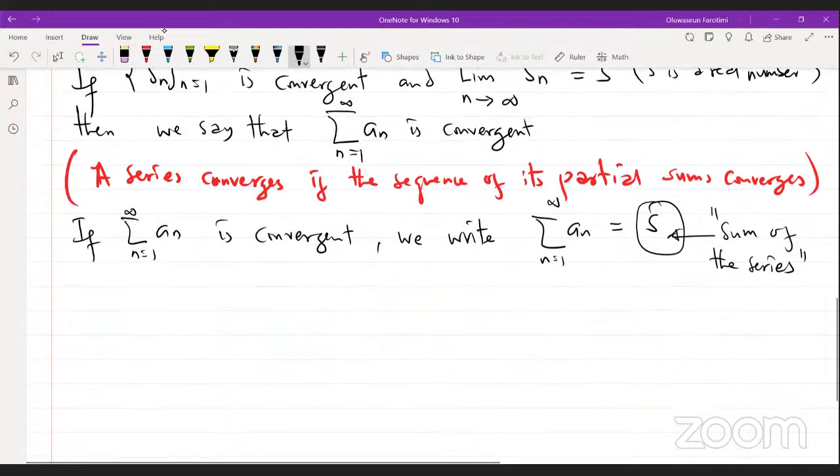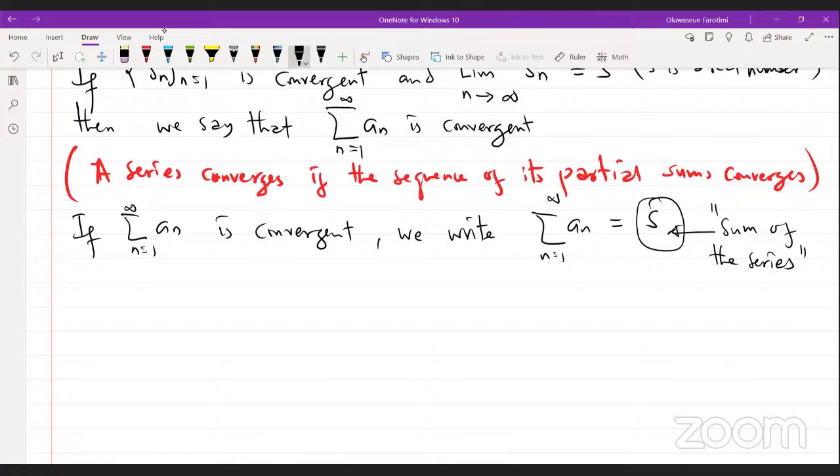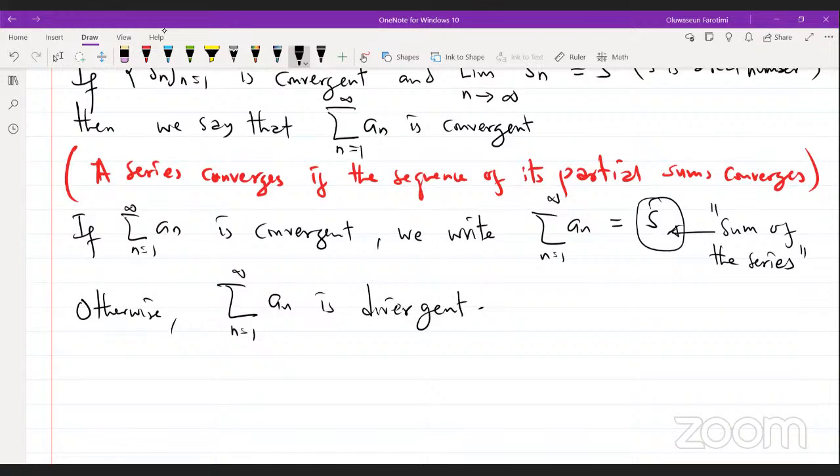And that's when we talk about the series as being divergent. So let me write that down. Otherwise, this series is divergent. So the idea of divergence is just the exact opposite of the concept of convergence. Okay, that's just the exact idea. It's the opposite of convergence.